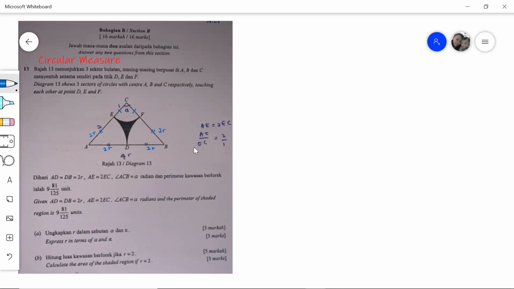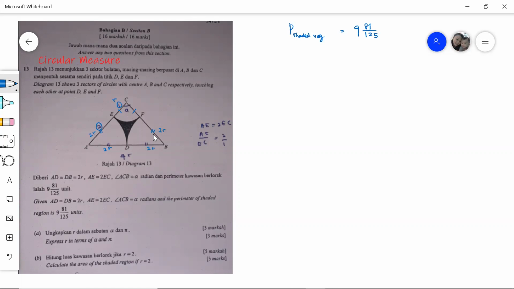So we write in terms of fraction to show the ratio. AE, bring the EC down. So AE is 2 parts, EC is 1 part. If 2 parts represent 2R, therefore 1 part will represent R. And then the angle ACB, which is here, is alpha. And the perimeter of the shaded region is given as 9 and 81 over 125.